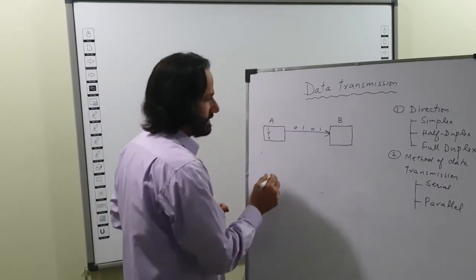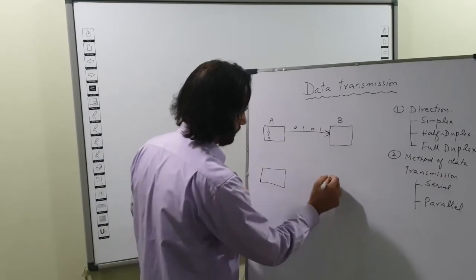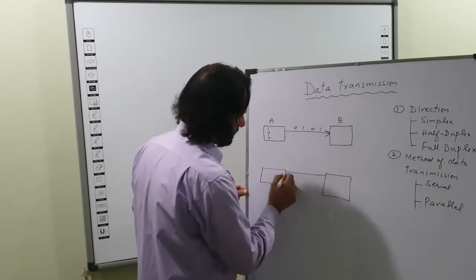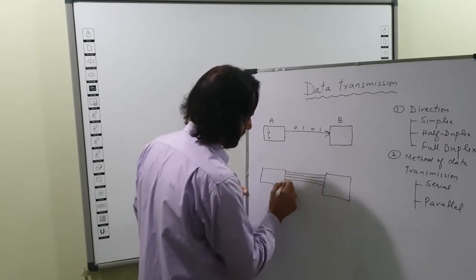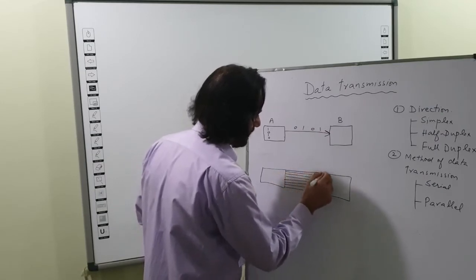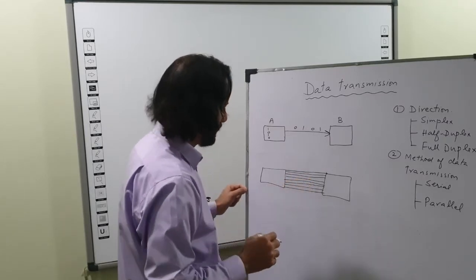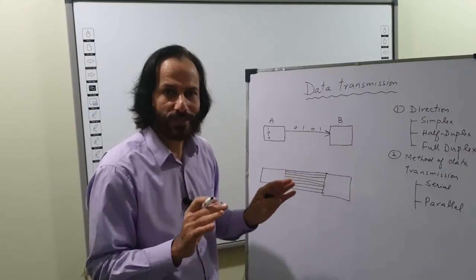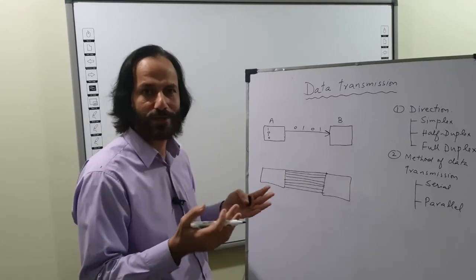The second type is parallel data transmission. Parallel data transmission uses several wires, but usually it uses 8 wires. 1, 2, 3, 4, 5, 6, 7, 8 wires. So at least one byte can be transmitted at one time. That means more bits can be transmitted at one time.